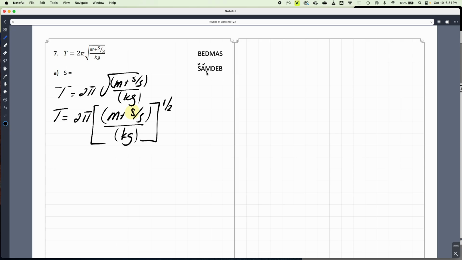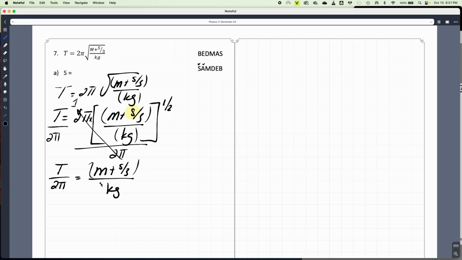Next, is there any multiplication happening to s outside of this set of brackets and outside of this set of brackets? And yes, it's being multiplied by 2 pi. So I'm going to divide both sides by 2 pi. 2 pi divided by 2 pi is 1. So now I have t over 2 pi equaling m plus s over 3 in brackets, that's the numerator, kg, and we have this set of brackets to the 1/2.